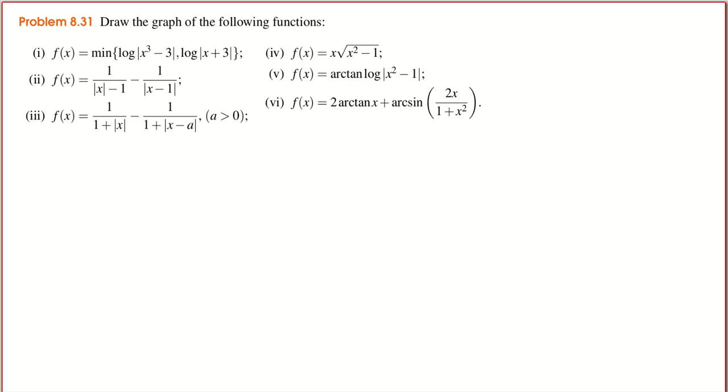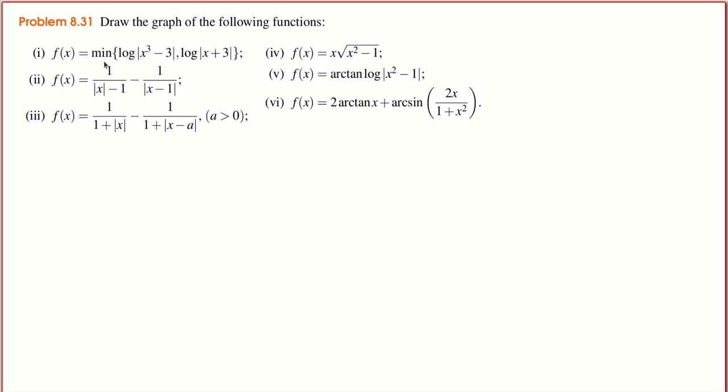In this exercise, we have to plot these functions. These are functions that perhaps are a bit peculiar in the definition, right? So for instance, take the first one here, a function that is defined as the minimum of two functions. So we first have to plot these two and then compare them and take the minimum at every point, right?